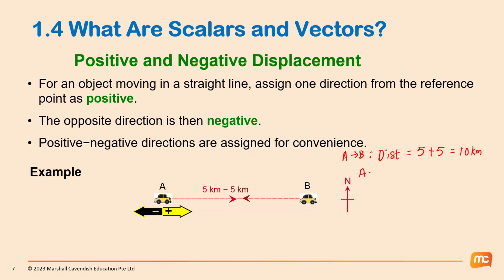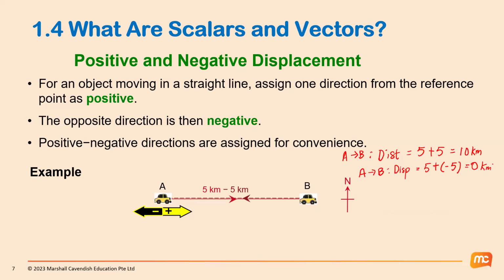But for the displacement, there will be a negative value once it is moving in the opposite direction. So for displacement, I will have traveled 5 kilometers to my right from A to B, and then when I move from B back to A, I'm moving in the opposite direction. So opposite direction becomes negative. So I will have covered another negative 5 kilometers. So my displacement is from the starting to the ending. I start from A, I end at A. My displacement is actually 0 kilometers.